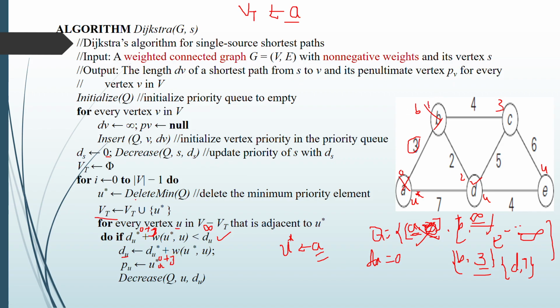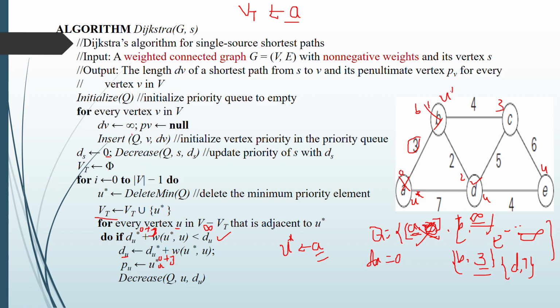So in the next step, delete min with the Q. In the priority queue, now you have to check the minimum values. What is the minimum value? 0 is already done. You modified B with the priority 3 and D with 7. Remaining all are infinity here. Among 3 and 7, which one is minimum? 3 is the minimum here. So now you have to take u star as what?